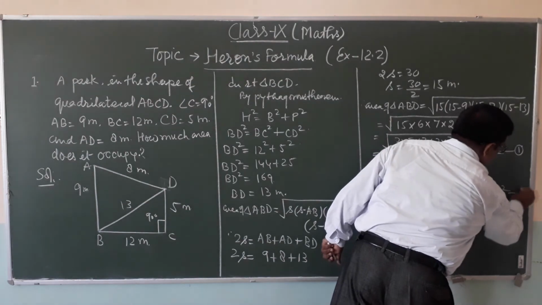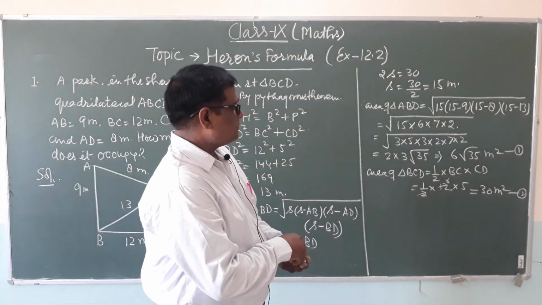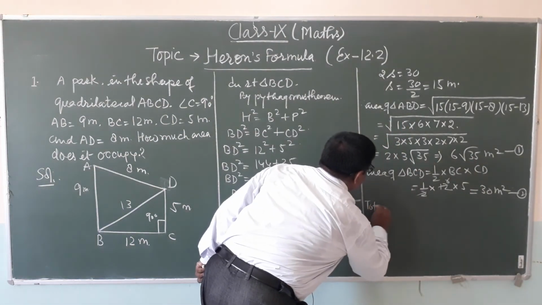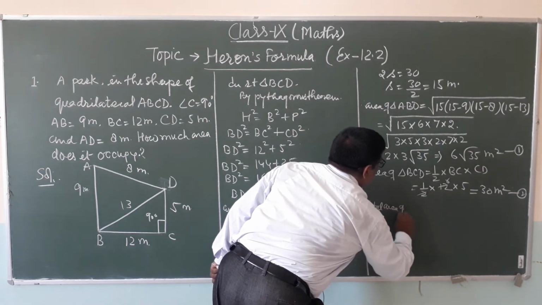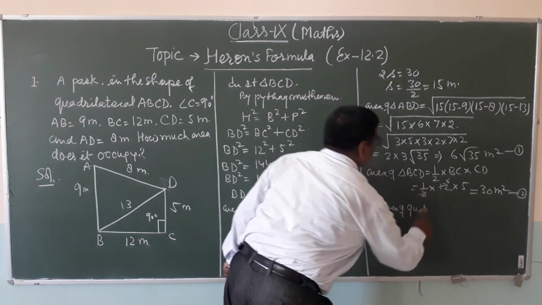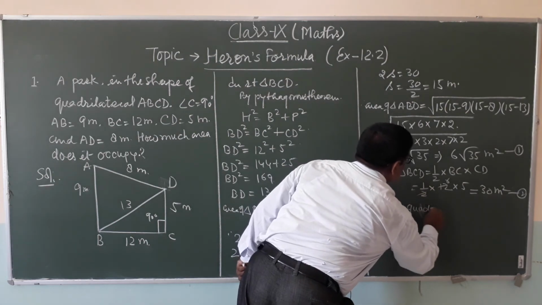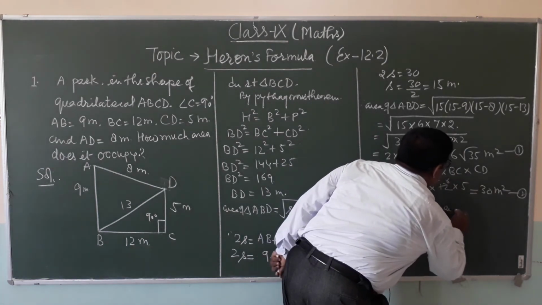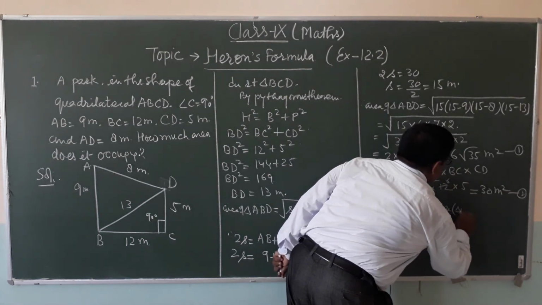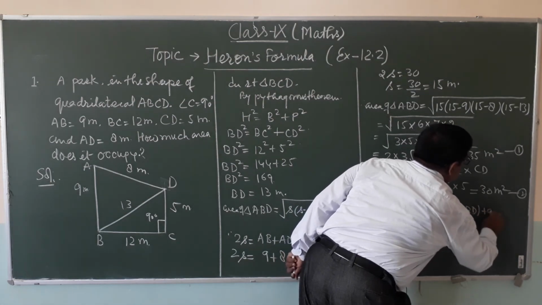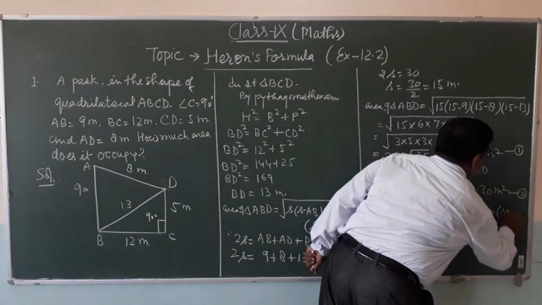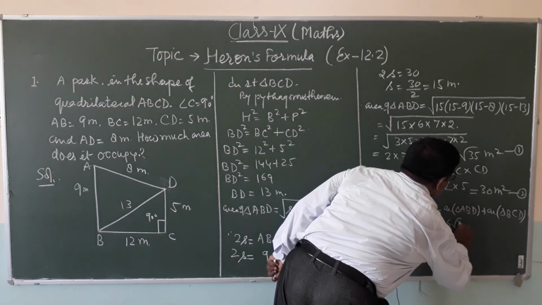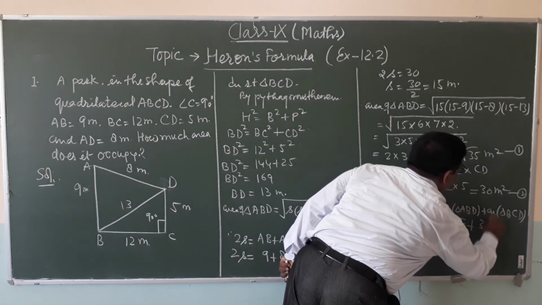Now the total area. Therefore we take the value of root 35 first of all. Now the total area of the quadrilateral is equal to area of triangle ABD plus area of triangle BCD. So this one is 6 root 35 plus 30.